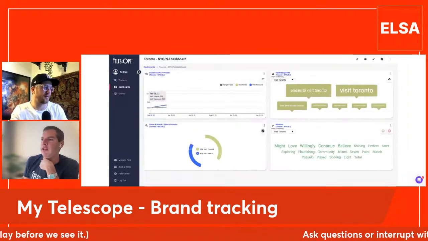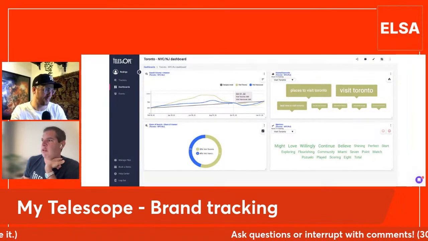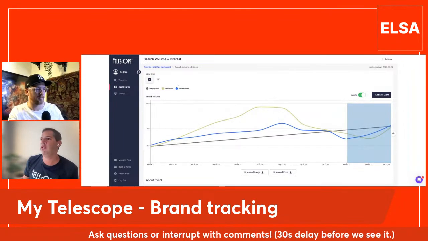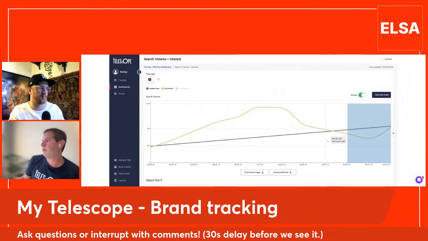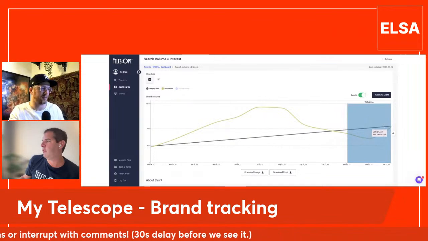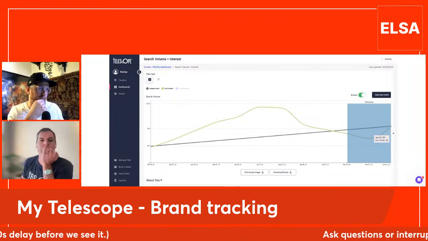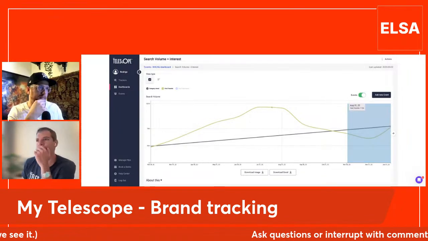And here you can also see, for example, that they have made campaigns on TikTok, and you can see what happened during that period of time. I know they made a campaign here on TikTok, and you can see that you start to see a lift, basically.